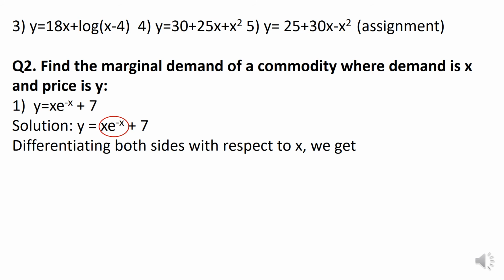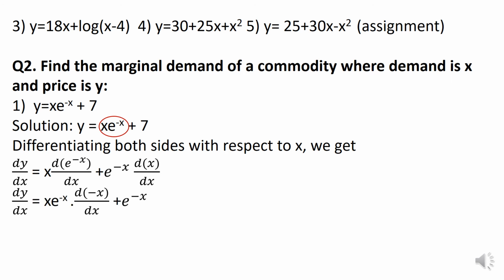So dy by dx, that is differentiating both the sides, we get x into differentiation of e raised to minus x plus e raised to minus x into differentiation of x. Now where did the 7 go? Remember, derivative of a constant is 0. So 7 has already become 0 in dy by dx. In the next step, again, now we observe that e raised to minus x is a composite function. So we use the inside outside rule.